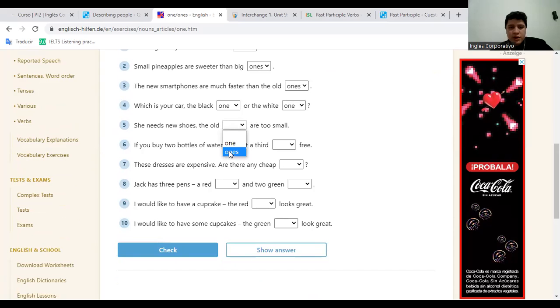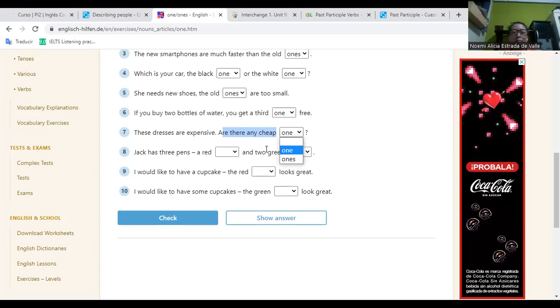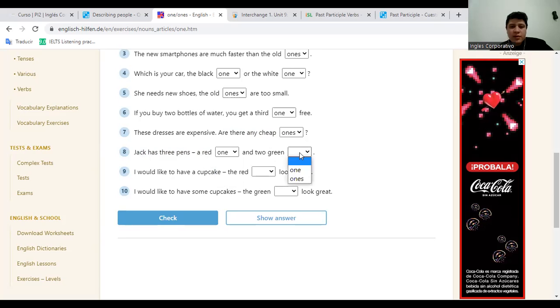So, shoes, ones, right? Now, what about this one, guys? You get a third one or ones? One, right? The third one, right? Now we have this one. These dresses are expensive. Are there any cheap one or ones? Ones. Now, Jack has three pants. Are red? One. A red one and two green? Ones. Exactly. Two green ones.